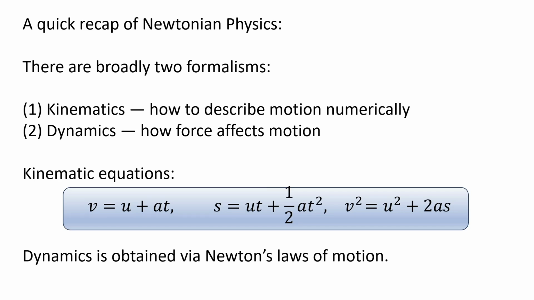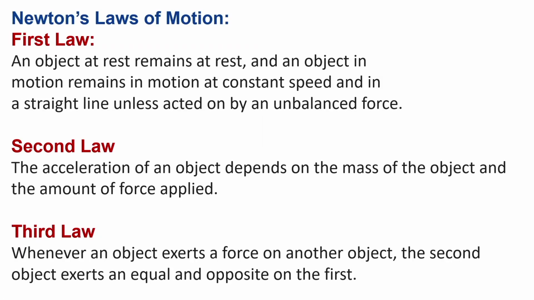So, the kinematic equations are easy to apply, and they relate various quantities such as velocity, distance, time, etcetera, and acceleration. So, v equal to u plus a t, s equal to u t plus half a t square, v square equal to u square plus 2 a s, and so on. And the dynamics is obtained via Newton's laws of motion. So, just for the sake of completeness, let me state the laws of motion.